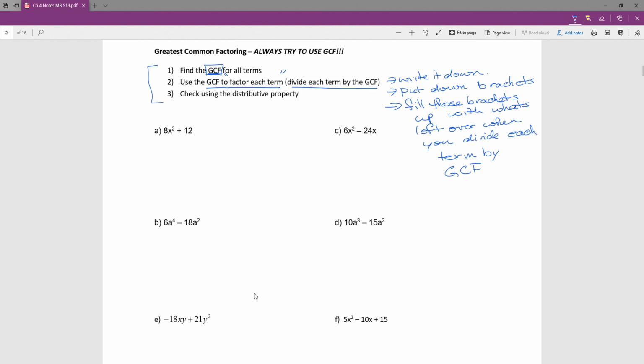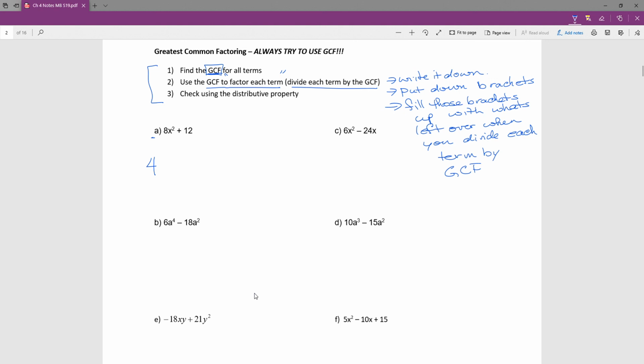So let's try that on this first example, A. A says we've got these two terms. So we need to find the greatest common factor. I take a look at each term and determine the biggest number that would go into each of those coefficients evenly, and that would be a 4. And when I look at the letters, there's x squared here, but there's no x's here. So my greatest common factor has no variable as part of it.